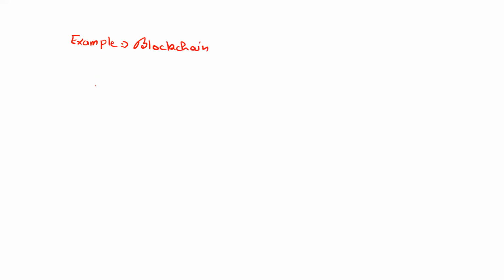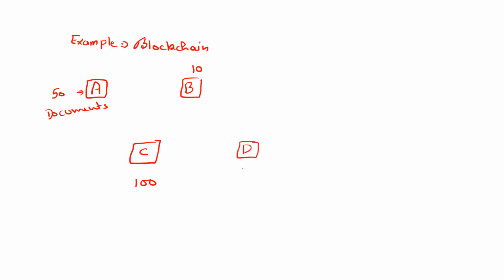In this example, I have 3 users, A, B, and C. A has a total of 50 documents related to one project, B has only 10, and C has 100, right? Suppose we are going to add D also. Earlier we were taking 4, so let's take 4 again. So D has 200 documents related to the project.